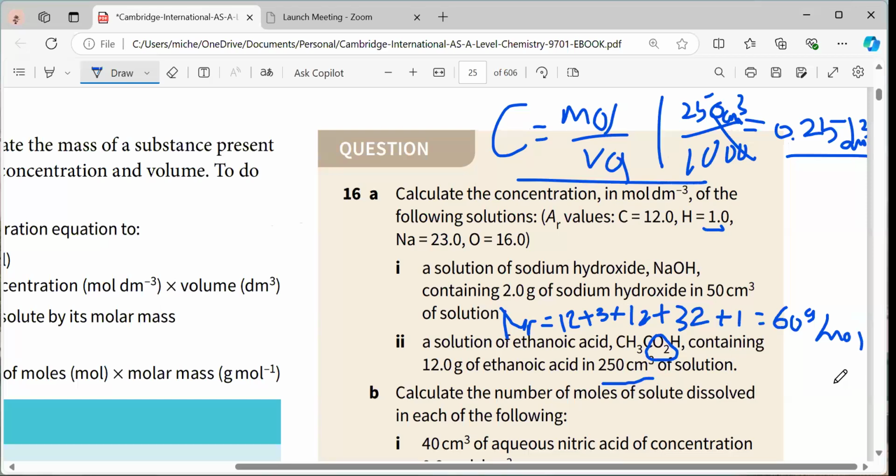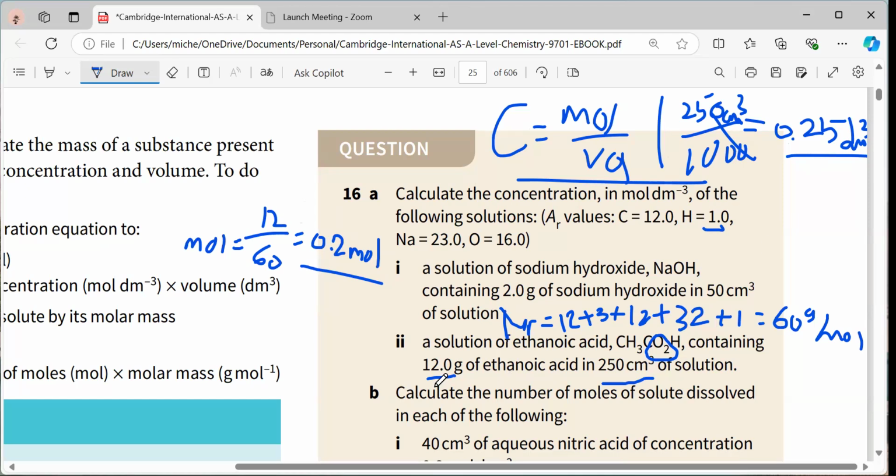Okay, so here's the Mr value. And we already find the mass right here. It's already stated in the question, it's 12. So we're going to find the mole by dividing mass over the Mr value, 60. So that would be, sorry, it's not 0.5. It's 0.2. So 12 divided by 60, so we have 0.2 mole. We have the number of moles.